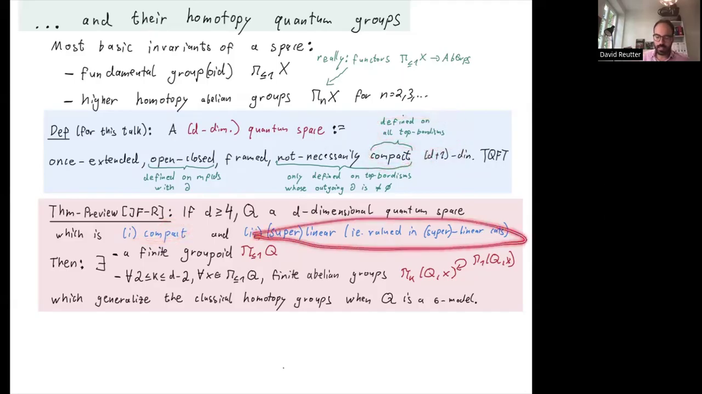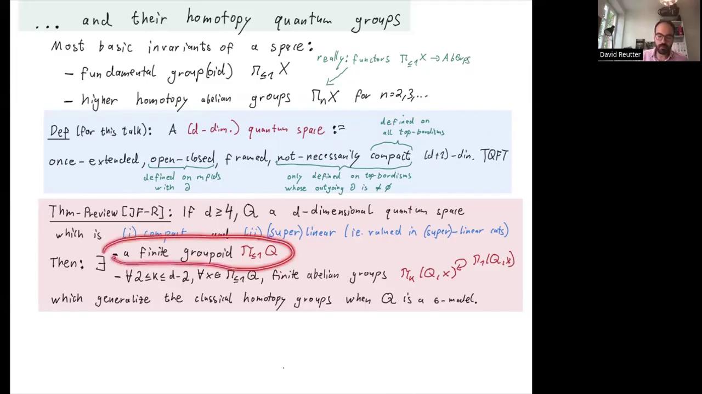And it's superlinear, i.e., as a once extended theory, it's valued in superlinear categories, so module categories over super vector spaces, and compatible functors between these. Then it follows that there is a finite groupoid you could call pi smaller or equal to 1 of Q, the fundamental groupoid of this quantum space, and that there are actual finite abelian groups pi k of x with this action of pi 1. And these groups generalize the classical homotopy groups when Q is a sigma model.